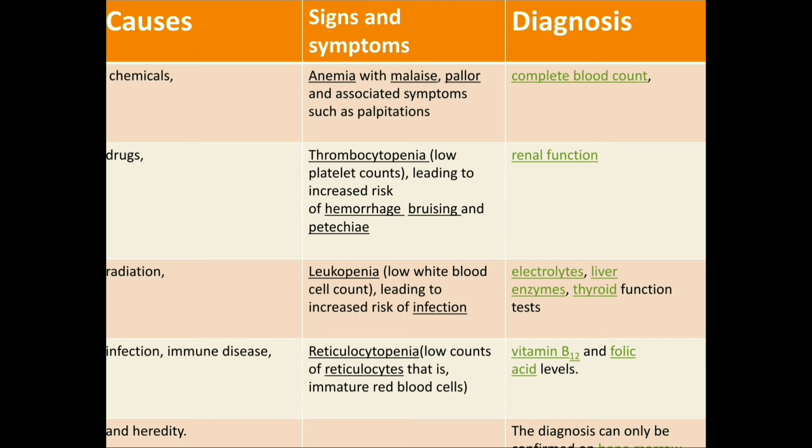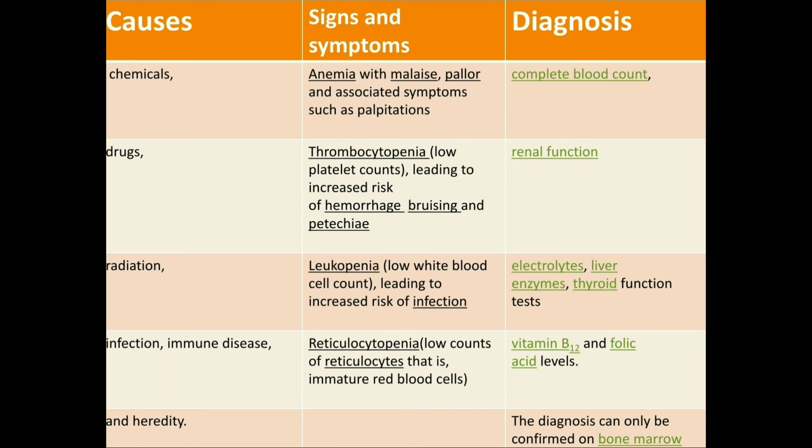The signs and symptoms of radiation are leukopenia leading to increased risk of infections. The diagnosis is electrolytes, liver enzymes, thyroid function test. The signs and symptoms of infection and immune diseases are reticulocytopenia and its diagnosis is vitamin B12 and folic acid levels. The diagnosis can only be confirmed on bone marrow in hereditary causes.